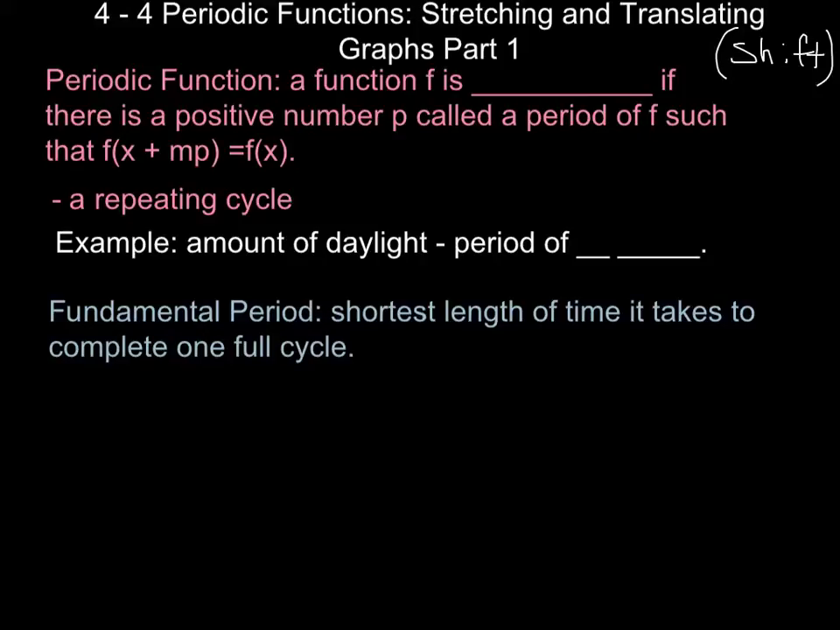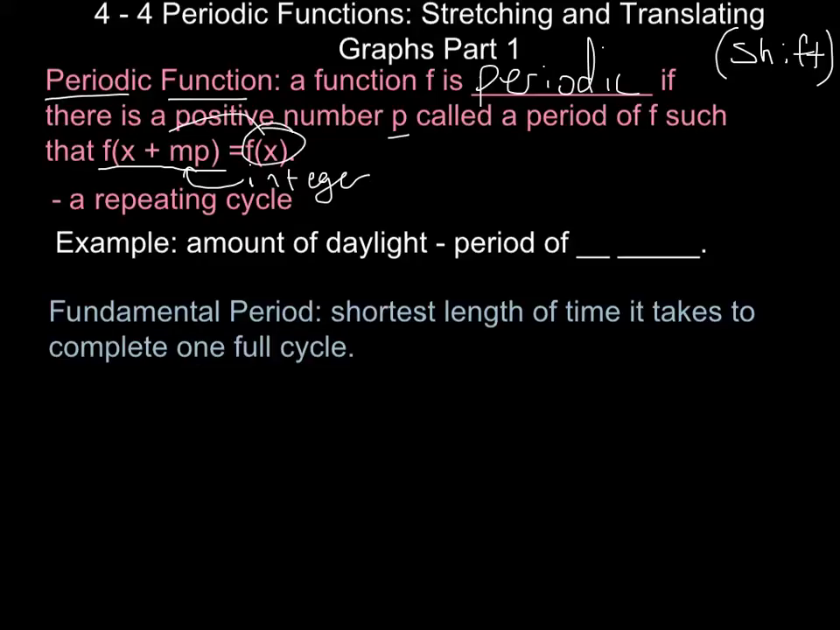Translate a graph. You can translate it with an additive transformation. You can have a multiplicative transformation. We're going to primarily talk about, though, periodic functions. A function f is said to be periodic if there's a positive number p such that f of x plus mp, where m is an integer, is the same as f of x.